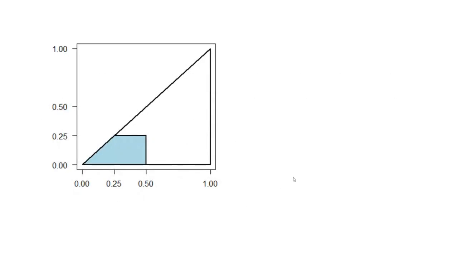So I always recommend starting with a sketch of the XY plane and the region that we're interested in. So here, the total region where the density is positive is this triangle in the lower right-hand corner of the unit square. And then we're interested in the probability of being in this blue region. So x is less than 0.5 and y is less than 0.25.